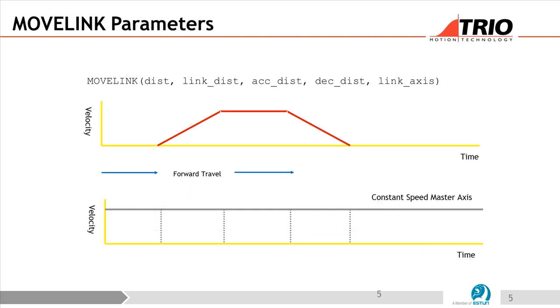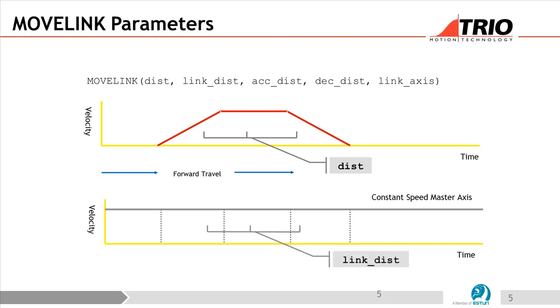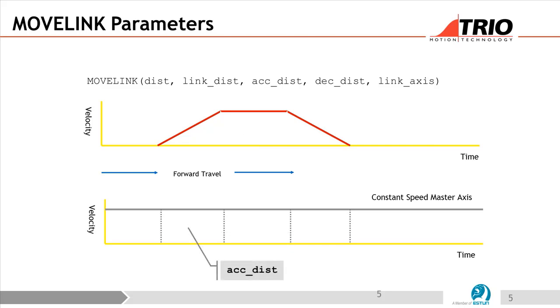If we look at the different segments of this, what values we need to put in are, on the distance one, it's the total distance of the slave, so all of it, the combination of the accel, constant speed and decel all together. The link distance is the same on the master axis, it's the total movement on the master axis corresponding to that. And then the acceleration distance and deceleration distance are just those portions, those segments of the motion.